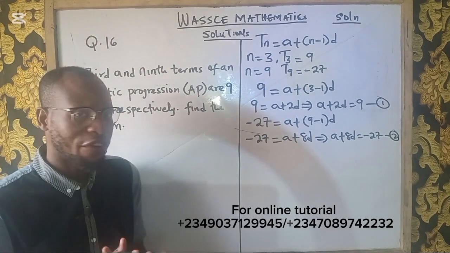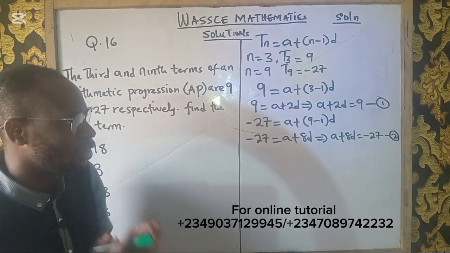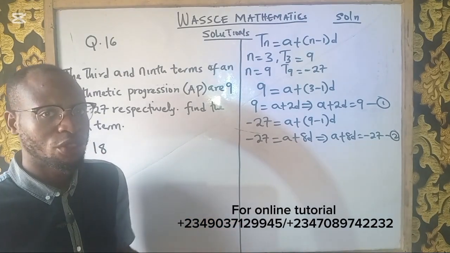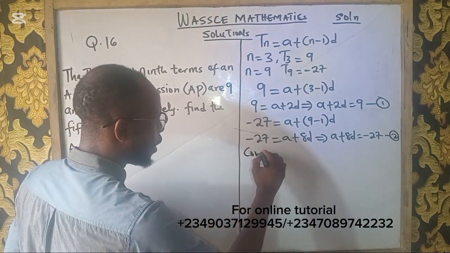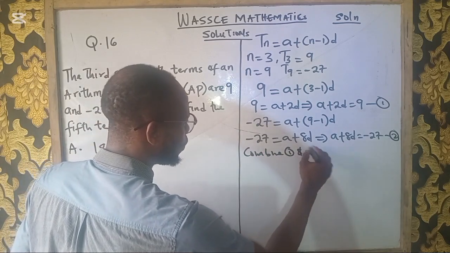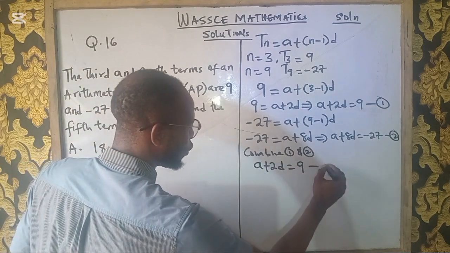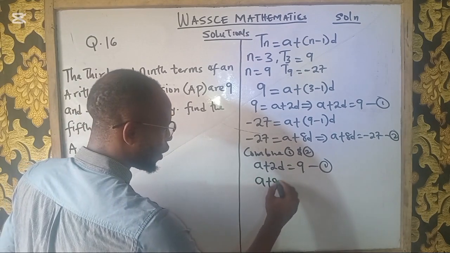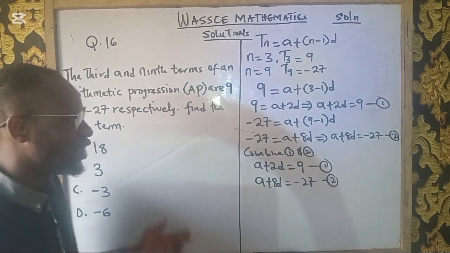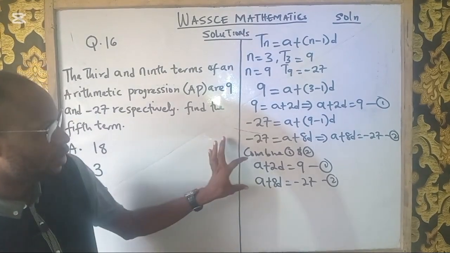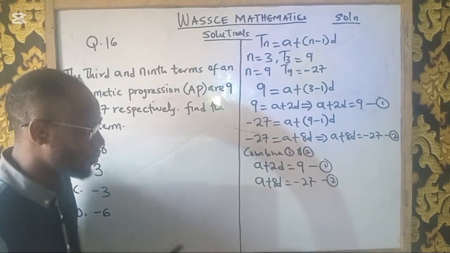So we need to find the values of A and d simultaneously because it's a simultaneous equation, using any of the methods, either the substitution method or the elimination method. So let me combine 1 and 2 together. We have A plus 2d equals 9, that's equation 1, and A plus 8d equals minus 27, that's equation 2. We can easily apply the elimination method because we now have the same term in both equations, that is, A and A. So you can eliminate A first.